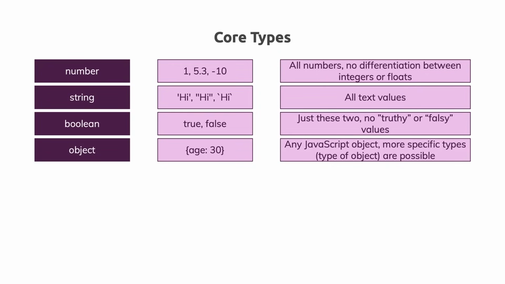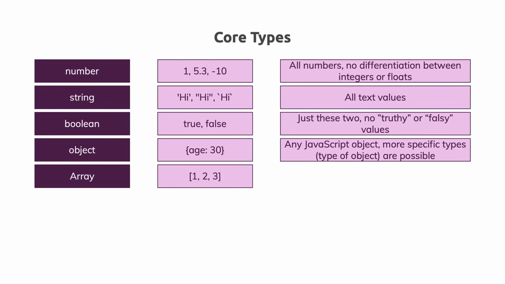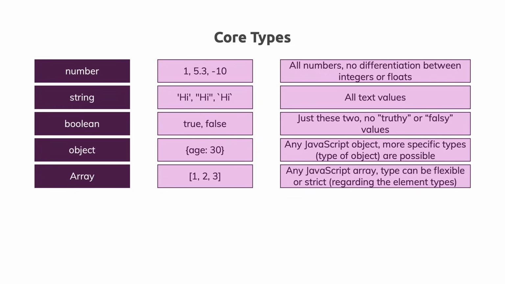Now, besides objects, we also have arrays in JavaScript. Very important type of data. Arrays are created like this in JavaScript, as you know, and you can store any data in there. Numbers, strings, booleans, objects, other arrays. You can have nested arrays after all. And you can also mix data. You can have an array with strings and numbers mixed. And TypeScript also supports arrays. Any JavaScript array is supported, and the types of that array can be flexible or strict.